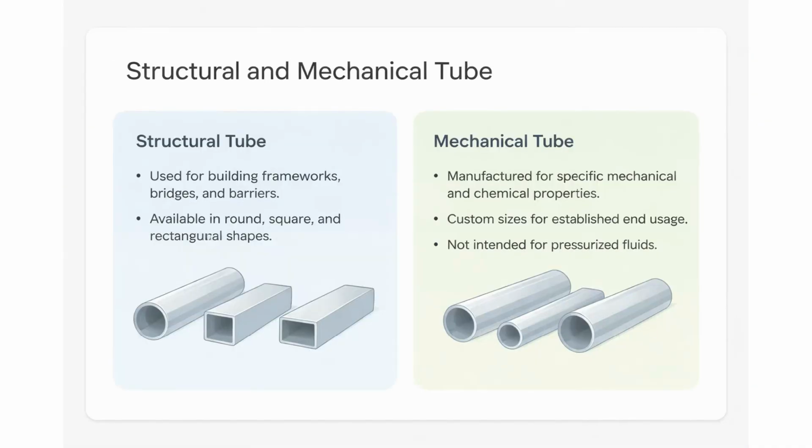Tubing is generally classified into three major types. First, structural tube is used in construction for things like building frameworks and bridge structures. It comes in round, square, and rectangular shapes. Second, mechanical tube is manufactured for specific applications needing particular mechanical and chemical properties. Neither of these are intended to carry fluids under pressure.